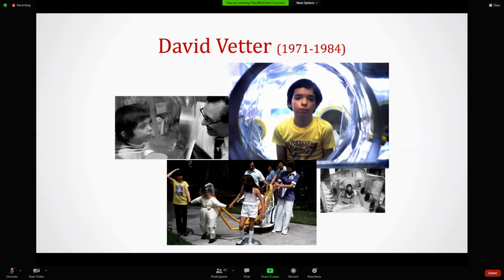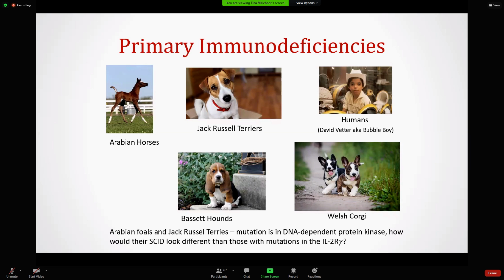We do see SCID in the Corgi and also in Basset Hounds. That's the same mechanism as in Corgis, usually the IL-2 receptor. And then we have a SCID disease in Jack Russell Terriers and also in Arabian horses. And that is a little bit different because that would affect not the IL-2 receptor, that would be a mutation in a DNA-dependent protein kinase. And here I included the question, how would their SCID look different than those with a mutation in the IL-2 receptor?